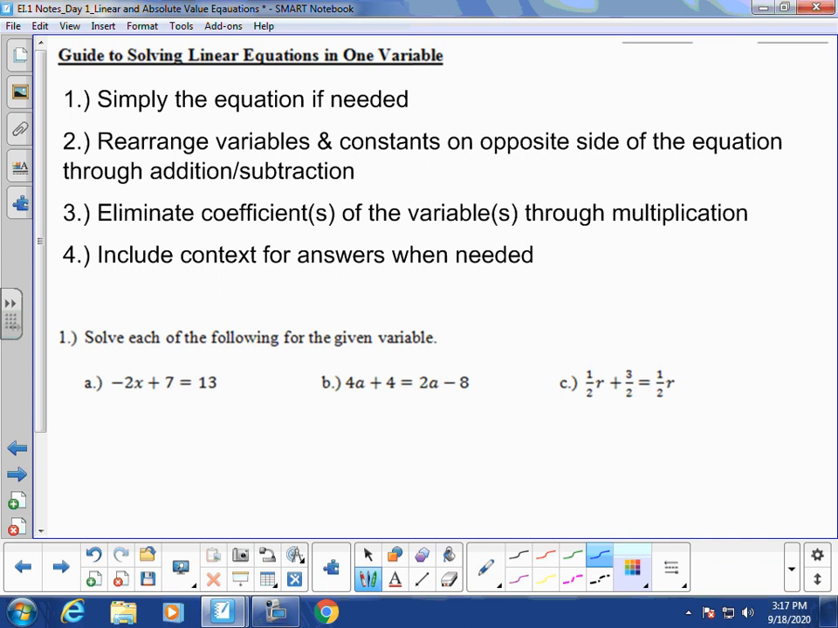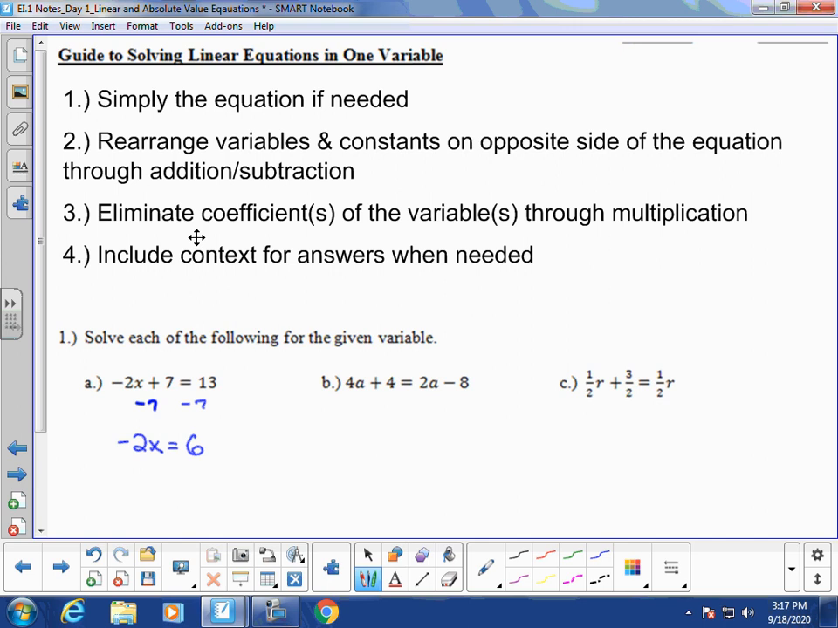So I can do that here. Look over here at 1a, and I have a variable and a constant on the left side of the equation. I'm going to move this 7 by subtracting 7 from both sides. In doing so, it's going to change the equation a little bit, but it's going to allow me to rewrite this equation in a way that gets the variable x away from the constants.